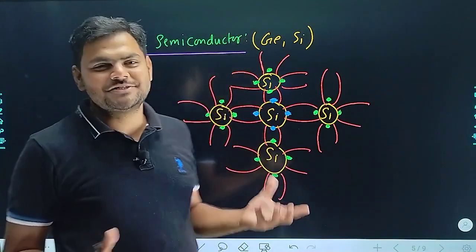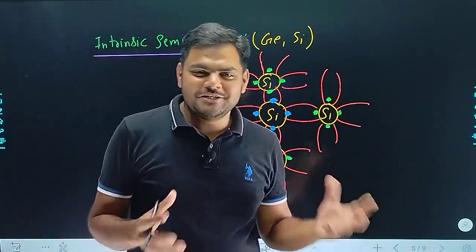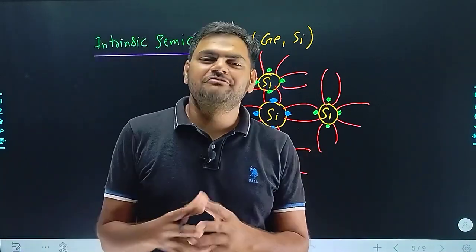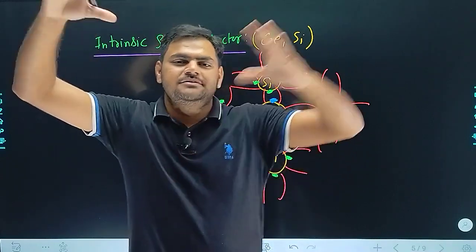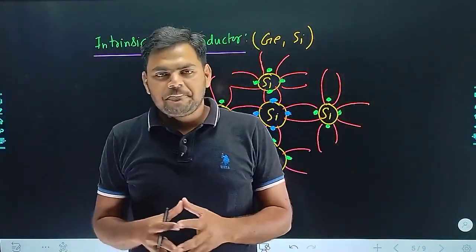Here I'm just drawing the 2D structure. Obviously on the board I have to write a 2D structure. So this is the 2D structure. Once you understand it's a 3D geometry, then you will feel that in 3D this kind of tetravalent structure has been formed by the silicon.